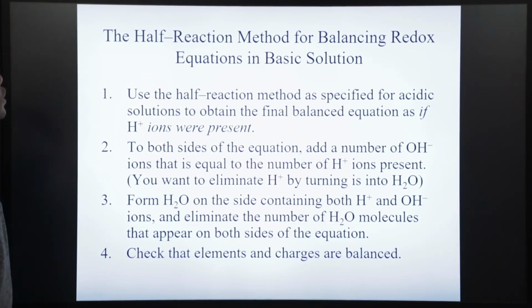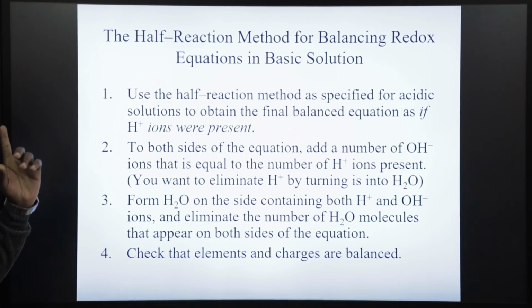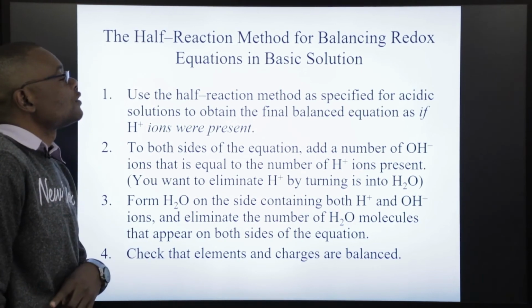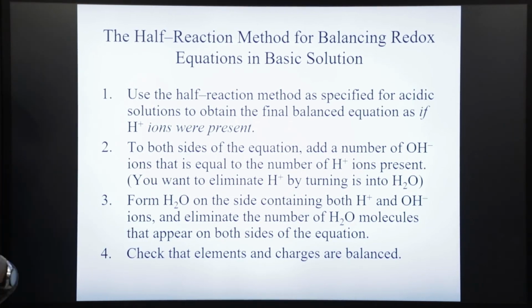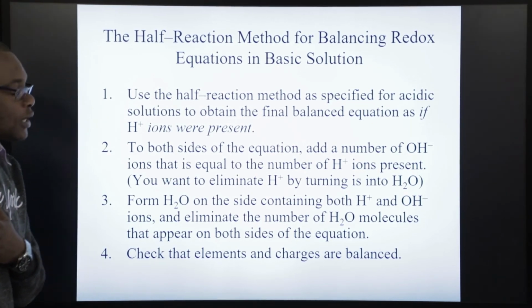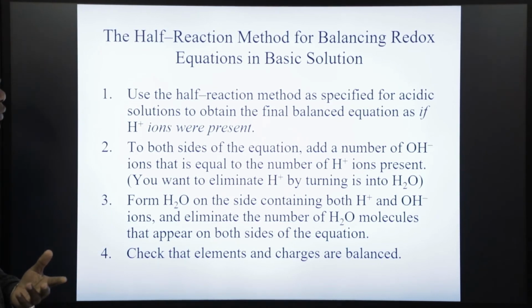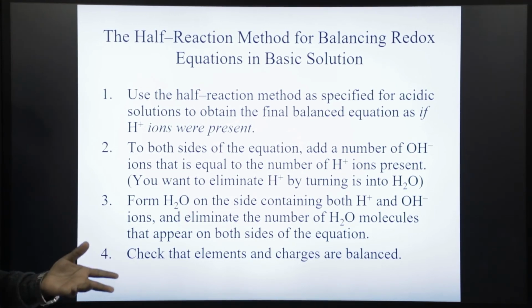So we are simply saying that you can also equally use the half reaction method for balancing redox equations in basic solution. How do you do that, and what's the difference here? If you use the half reaction method as specific for acidic solutions to obtain the final balanced equation as if H+ ions were present, you just repeat the very same thing, but the only difference is that you are replacing them with OH-.